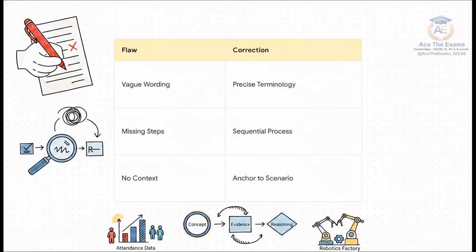Imagine I'm the examiner right now, sitting at my desk with a red pen correcting your mock paper. I'm using this exact checklist. First, I'm looking to convert your vague wording into precise terminology. Second, I'm hunting for missing steps. I want to see a clear, sequential process. Sender, transmission, receiver. And third, and honestly most importantly, I'm looking for context. If there is no context, I simply cannot give you full marks. You have to anchor your reasoning back to the scenario, whether that's attendance data or a robotics factory. This is your concept to evidence to reasoning pipeline.